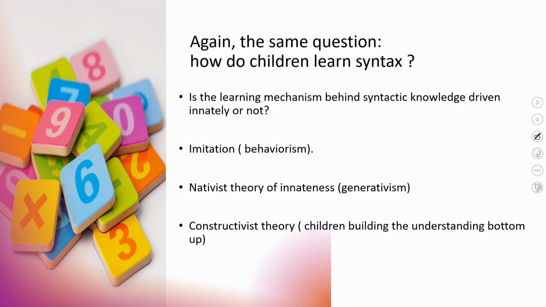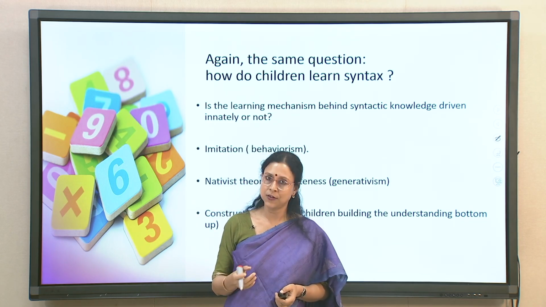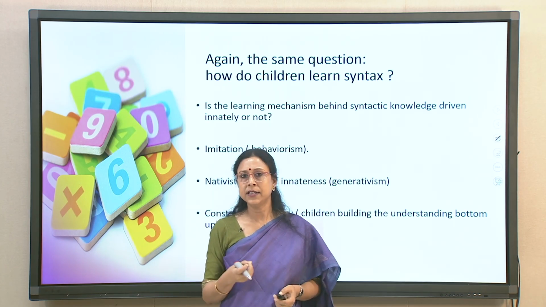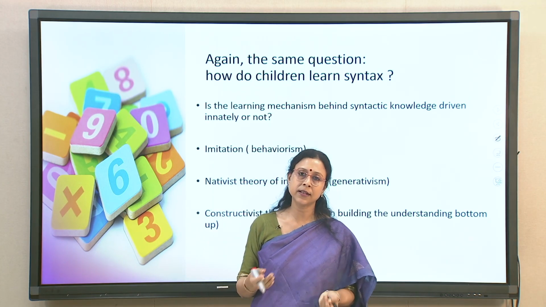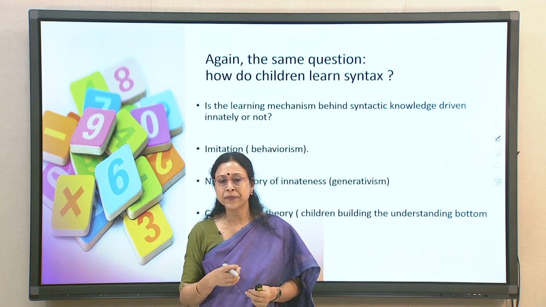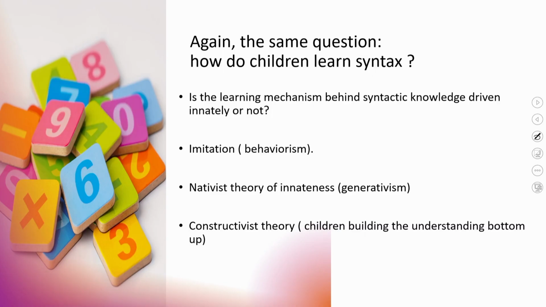Now, we are at how do children learn syntax. But here the primary motivating factor, the primary point of departure, is the main question: whether the knowledge is innate or not. Based on that, we again have three kinds of theories. We have the idea of imitation, that children learn sentence structure on the basis of imitation. Whatever they hear, they repeat, they imitate the adult speech and thereby they learn. Then we have the nativist theory of innateness, which is generativism, and then the constructivist theory.